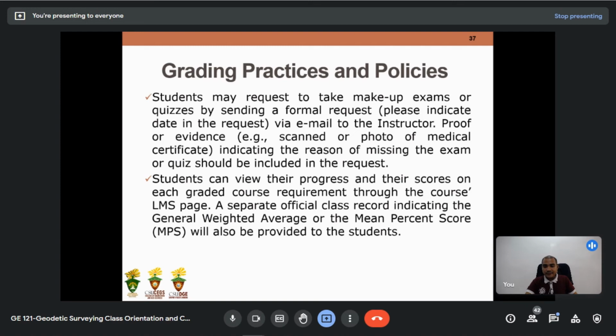Then students can view their progress and their scores on each graded course requirement through a course LMS page. So sa course LMS page, naa na ang gradebook setup, so makita ninyo dito inyong scores after ma-check sa instructor.